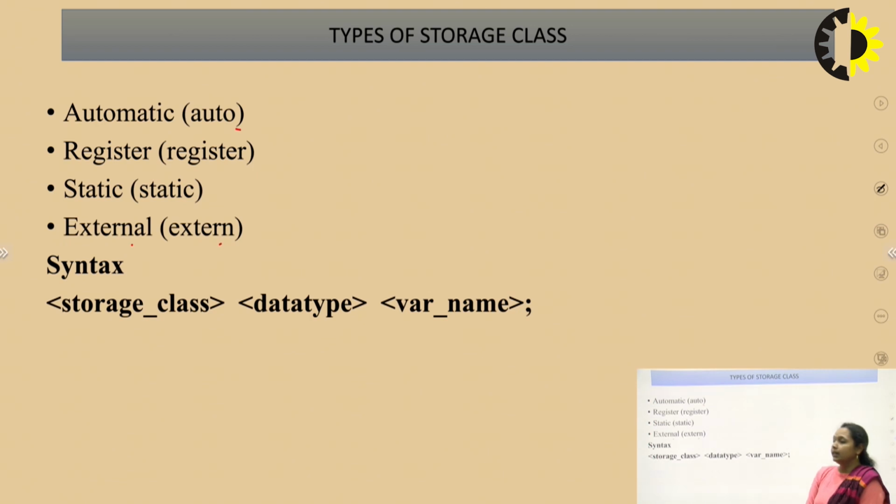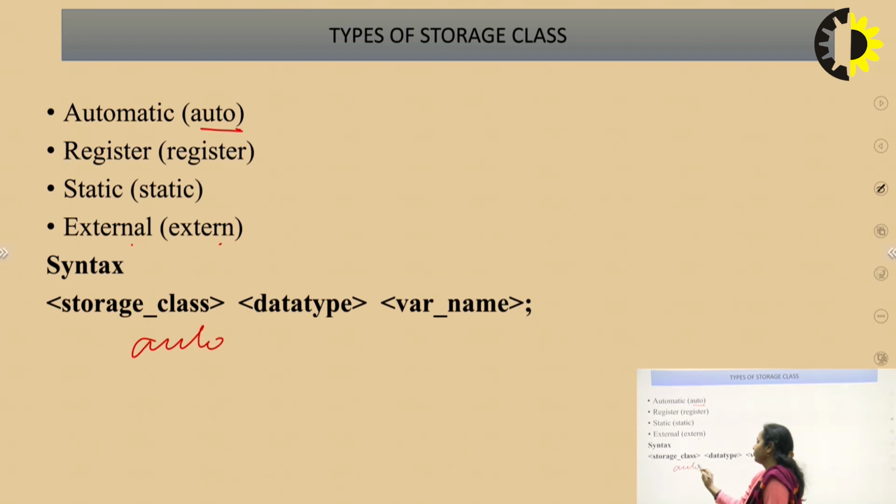First of all, the syntax. For using any of the 4 storage classes, the syntax is the same: a storage class. Here storage class means the keyword which is being used. So if I want to use automatic storage class, the keyword is auto. At the place of storage class, I will write auto. Next is the data type, let us assume int. And next is the variable name, let us assume x.